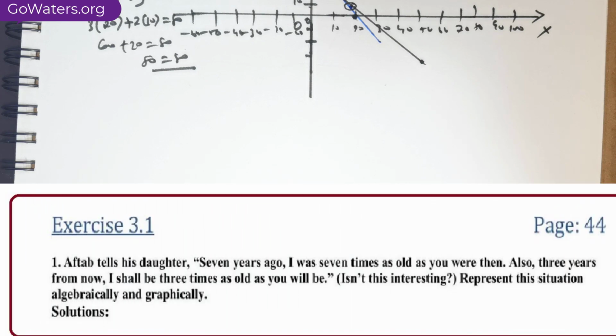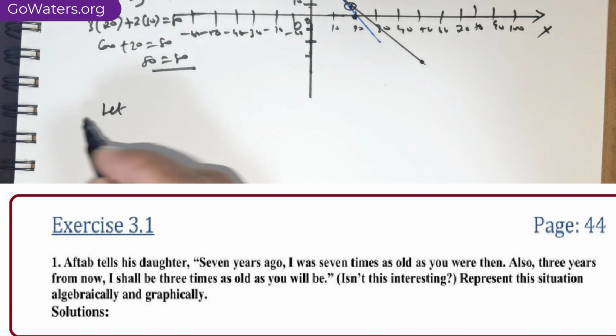Aftab tells his daughter, 7 years ago I was 7 times as old as you were then, and also 3 years from now I shall be 3 times as old as you will be. Isn't this interesting? Represent this situation algebraically as well as graphically. It's a very simple question.